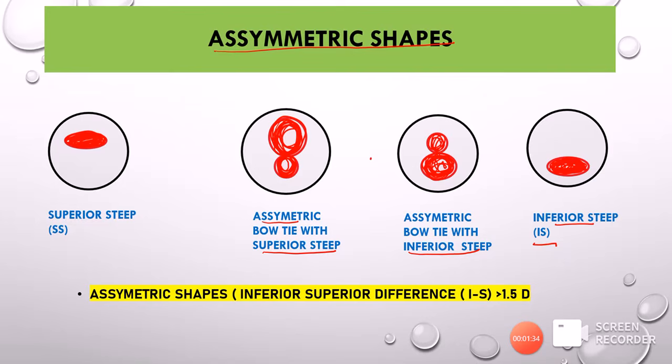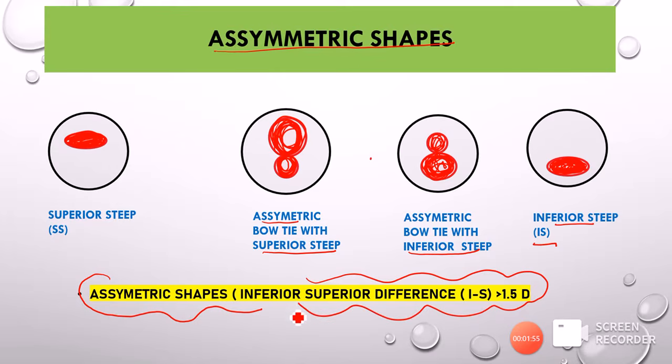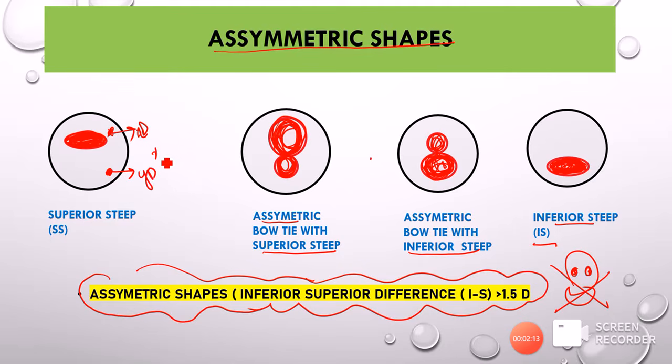Now, asymmetrical shapes can also be normal when the inferior and superior dioptric readings or the curvature readings differ by less than 1.5. So what I have written over here, asymmetrical shapes with an inferior superior difference of more than 1.5 means that there is danger, that there is a risk of ectasia. So in this superior steep, if you take a point over here and a point over here and see their dioptric values, say X D and this is Y D, X minus Y should be less than 1.5 diopters.